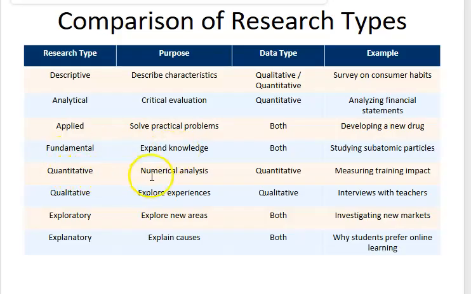Then we have quantitative research, which performs a numerical analysis. Then qualitative, which explores experiences. Then we have exploratory, which explores new areas, and explanatory research, which is for explaining the cause behind an event.